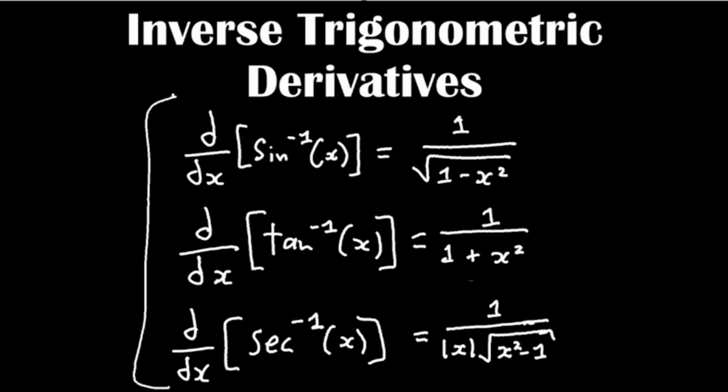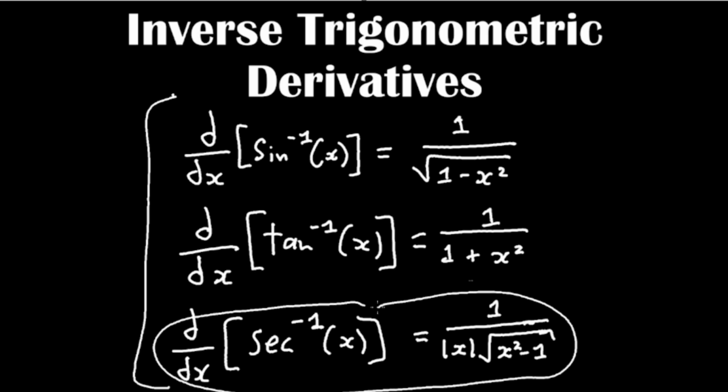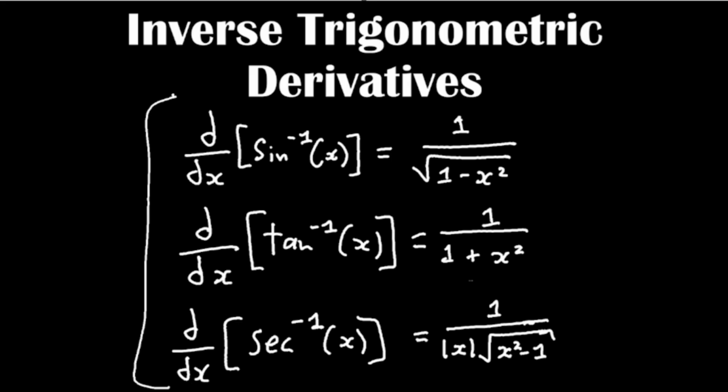So, derivative of sine inverse is 1 over the square root of 1 minus x squared. The derivative of tangent inverse is 1 over 1 plus x squared. And derivative of secant inverse is 1 over absolute value x times square root x squared minus 1. So this one is kind of the weird one, secant inverse, because it has that absolute value. But if you work with them long enough, you'll generally become more familiar with them over time.